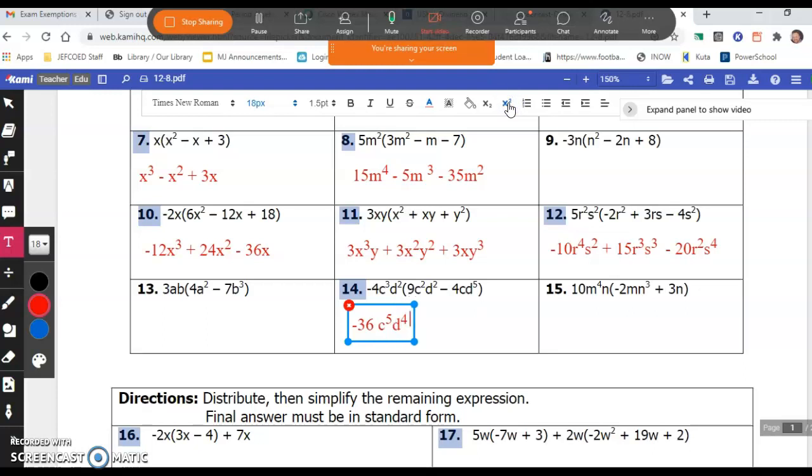Good. And then we have that negative 4 times the negative 4 will be positive 16. And then, let me fix that. Positive 16. And then we have c will be raised to the power of, and d will be 7.